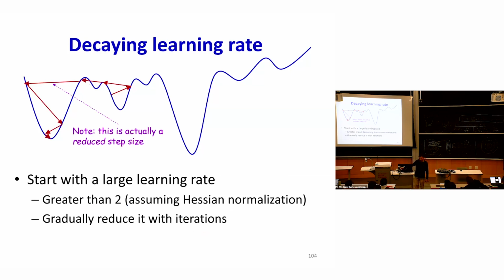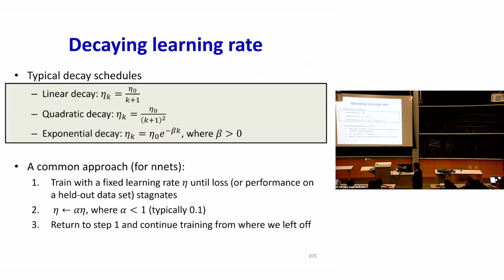And if you do it just right, eventually you're going to end up in the largest valleys. And the deepest valleys, the assumption is that the deep valleys are really wide. And so if you keep stepping out and keep decreasing your step size, eventually where you will be stuck is going to be in one of the deepest and widest valleys, and getting to the bottom of that is a good thing. So the best thing to do is to have a decaying learning rate. Start with a very large learning rate, greater than 2 in a normalized sense, and then gradually reduce it with iterations. And there are very many ways of doing it.